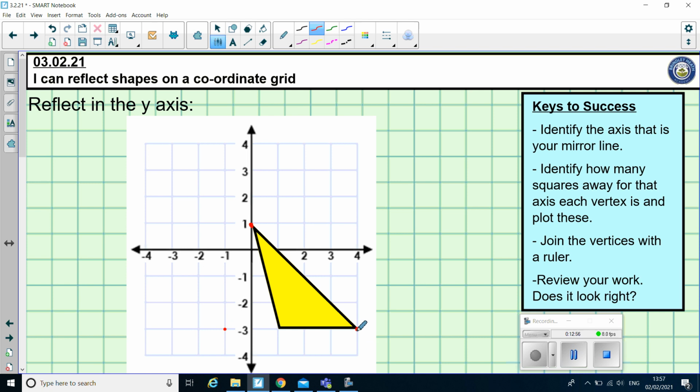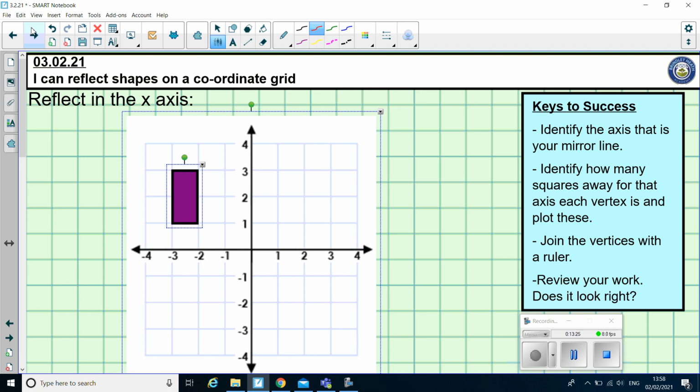And finally, I'm going to start with this final vertex, which is this one here. Now this one is 1, 2, 3, 4 squares away from the axis. So it needs to be 4 squares away in the reflection. So 1, 2, 3, 4. Join them together with a ruler. Hopefully yours will look better than mine, because you should have a ruler, unlike me. Okay, and I have got my reflection of my shape.